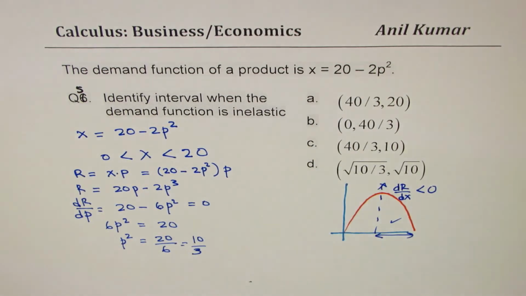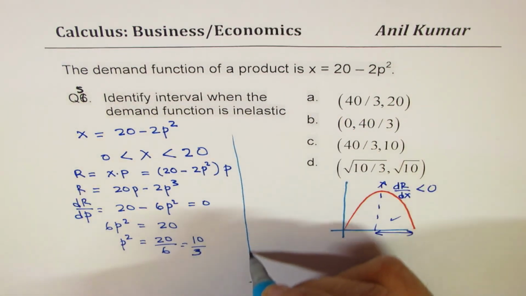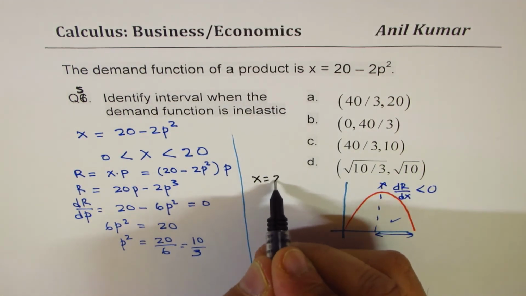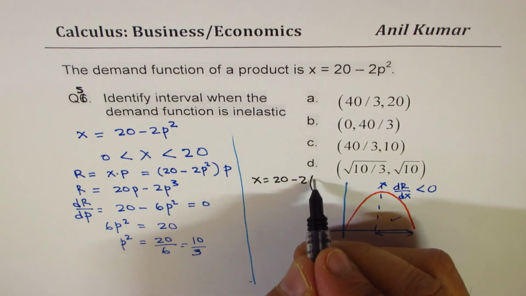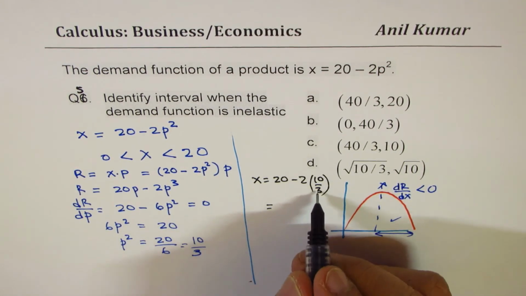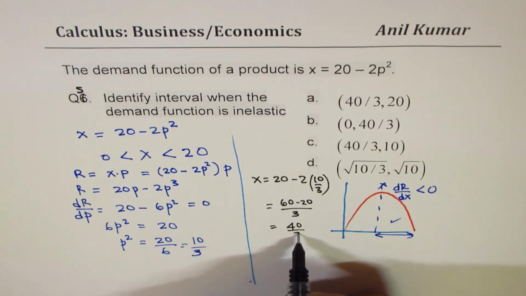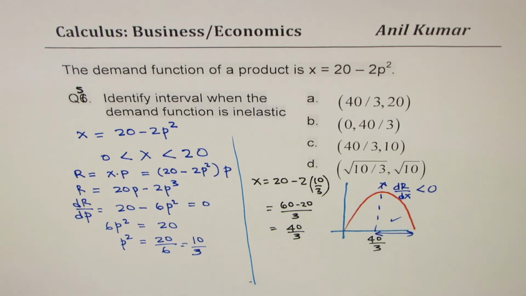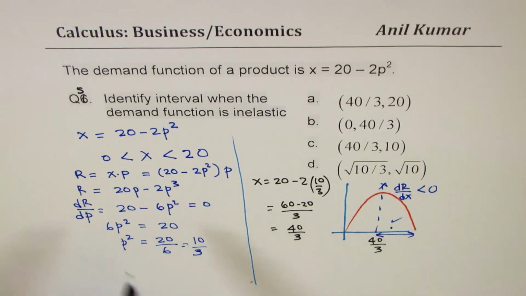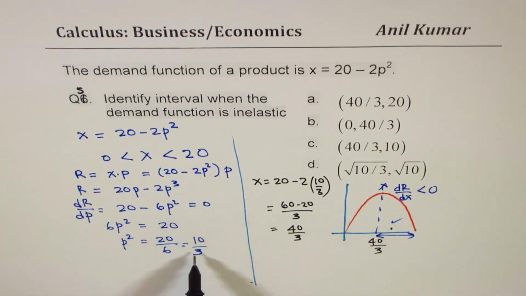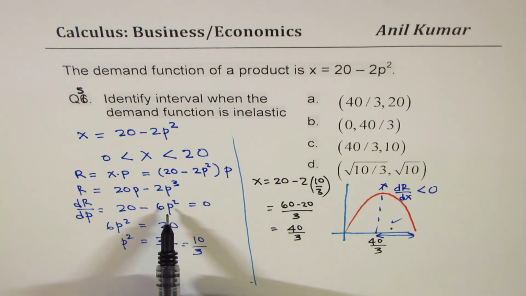Now if I substitute this value in our expression, then we get the value for x, right? So x is equals to 20 minus 2 times p square is 10 over 3. So that gives us 60 minus 20 over 3, and that is 40 over 3. So this price is indeed 40 over 3, correct? Now if I take a value which is higher than 40 over 3, you will realize that that value becomes negative, correct? So if I take a value of p which is more than the critical value 10 over 3, it will become higher, right?